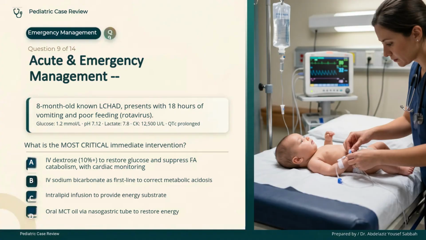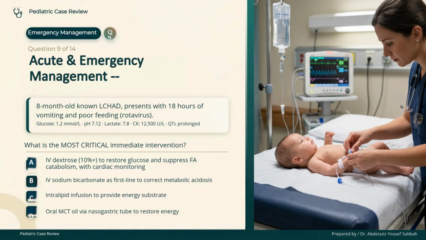Question 9. An 8-month-old known to have LCHAD deficiency presents with 18 hours of vomiting and poor feeding from a rotavirus infection. The glucose is 1.2 millimoles per liter. The pH is 7.12. Lactate is 7.8. The creatinine kinase is 12,500 units per liter, and the corrected QT interval is prolonged. What is the most critical immediate intervention?